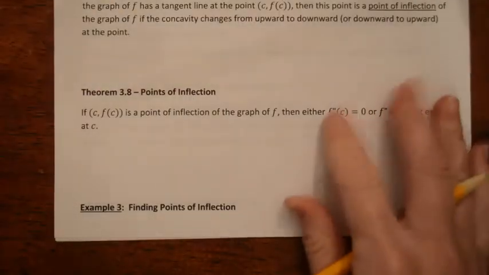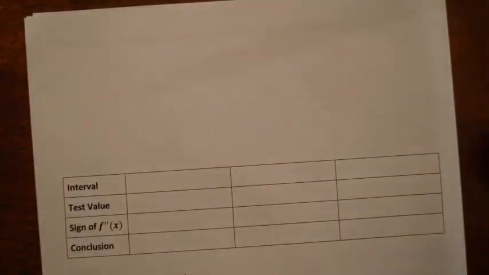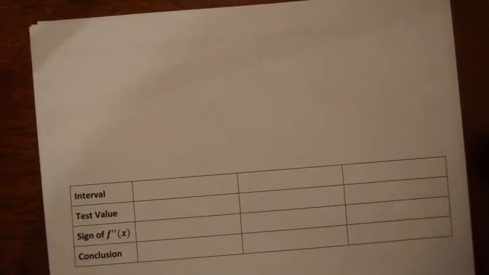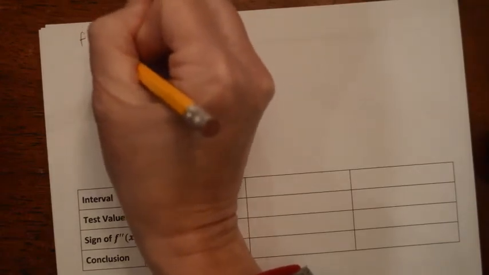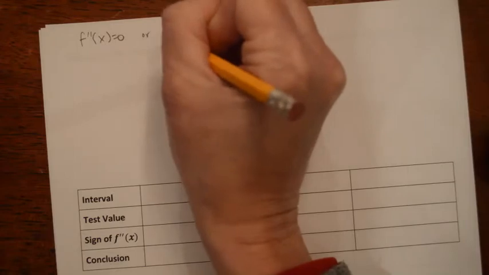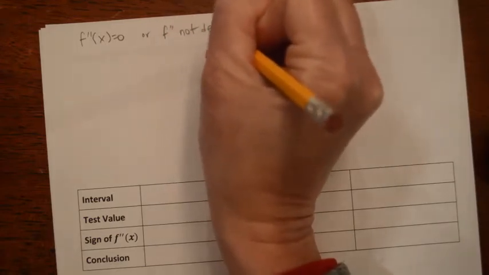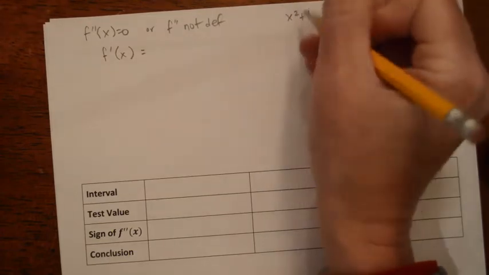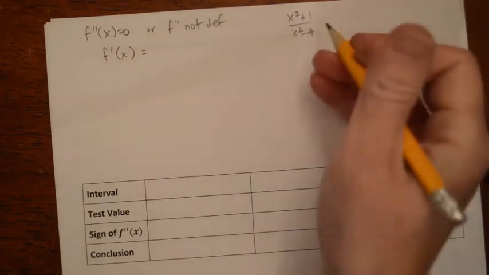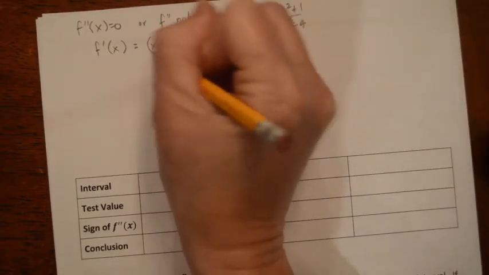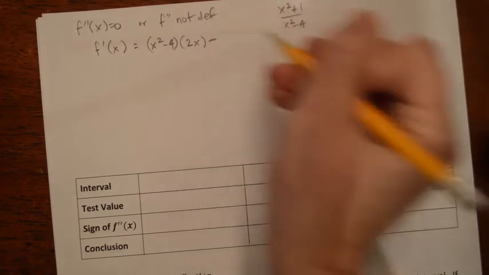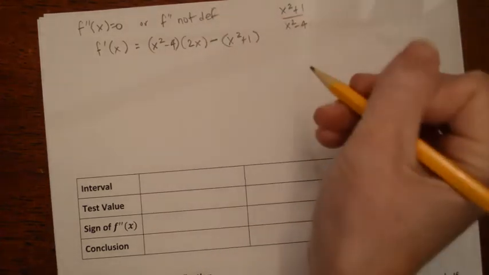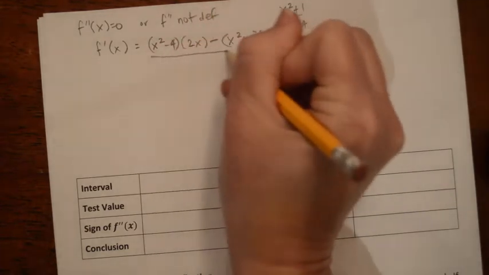All right, so then let's go on and do what Theorem 3.7 asks us to do. If we're trying to find places where it's concave up or concave down, the first thing we have to find out is all places where f double prime of x equals 0, or all places where f double prime is not defined. So let's start out with finding f prime of x first. And again, f was x squared plus 1 over x squared minus 4. So the first derivative of this is going to be the bottom times the derivative of the top minus the top times the derivative of the bottom, all over the bottom squared.